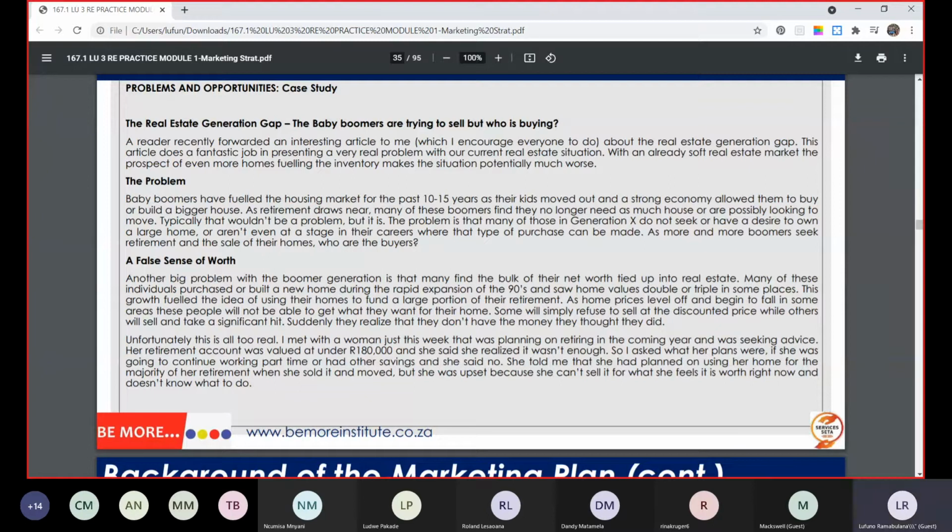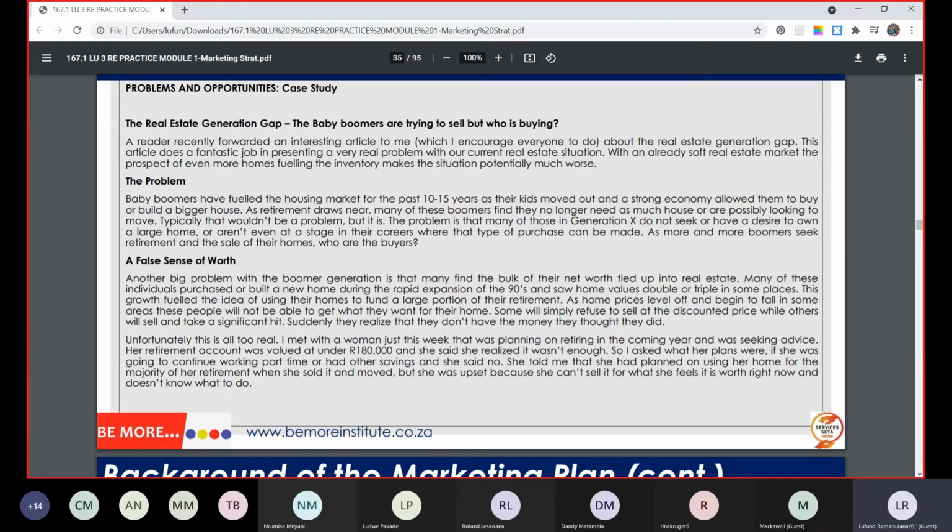presenting a very real problem with the current real estate situation. With an already soft real estate market, the prospect of even more homes fueling the inventory makes the situation potentially much worse. What is the problem? Baby boomers fueled the housing market for the past 10 to 15 years as their kids moved out, and strong earnings allowed them to buy bigger houses or build bigger houses. As retirement draws near, many of these boomers find they no longer need as much house as they used to, and are possibly looking at moving.